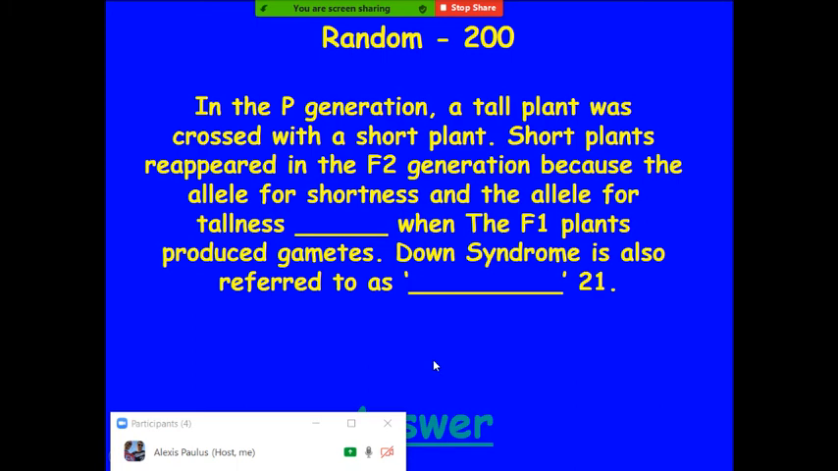Okay, in the P generation, a tall plant, hold on, let me get the timer going. A tall plant was crossed with a short plant. Short plants reappeared in the F2 generation because the allele for shortness and the allele for tallness blank when the F1 plants produced gametes. Down syndrome is also referred to as blank 21.